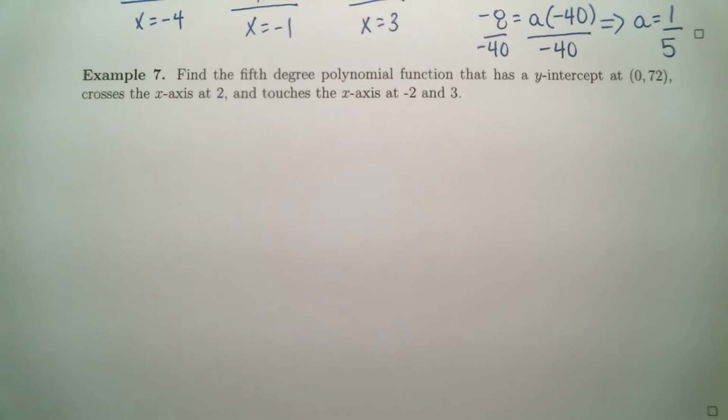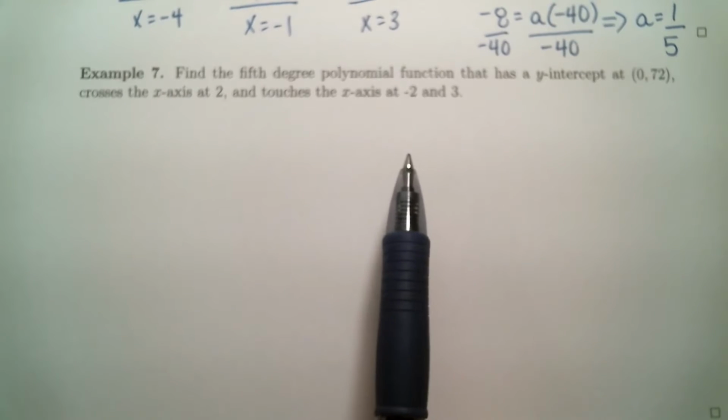Example 7. Find the fifth degree polynomial function that has a y-intercept at (0, 72), crosses the x-axis at 2, and touches the x-axis at -2 and 3. Okay, this example is very similar to example 6. You are trying to come up with the formula or the function for a polynomial that has these characteristics.